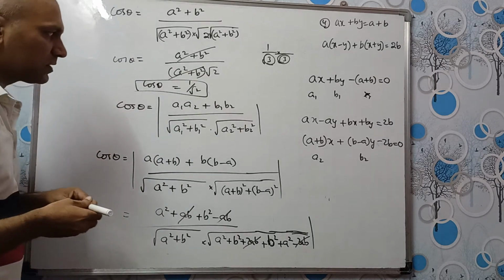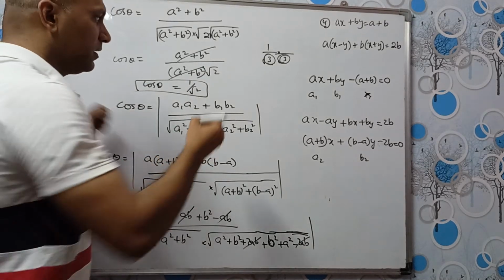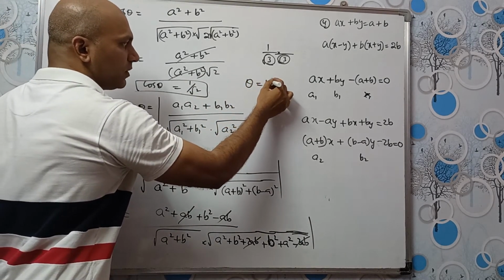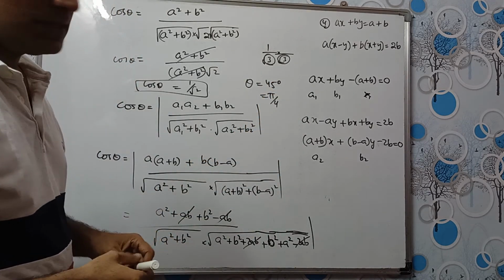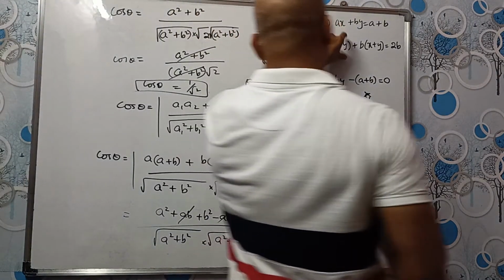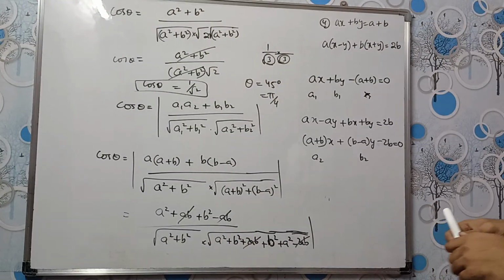Okay. When is cos equal to 1 by root 2? At theta is equal to 45 degrees or pi by 4. So what is the angle between these two straight lines? It is pi by 4. I hope you understood this problem.